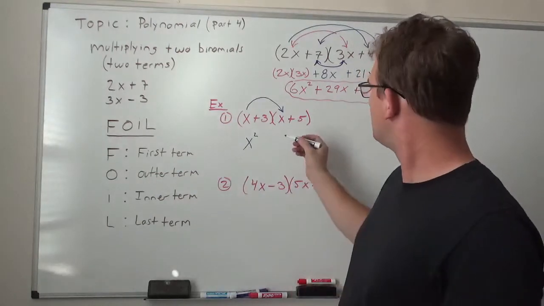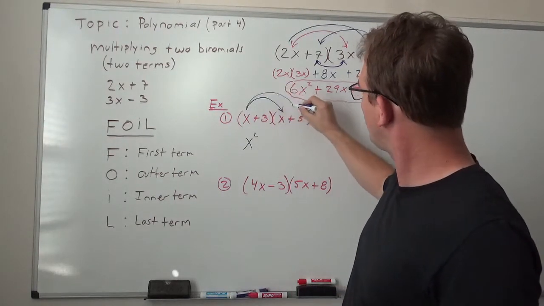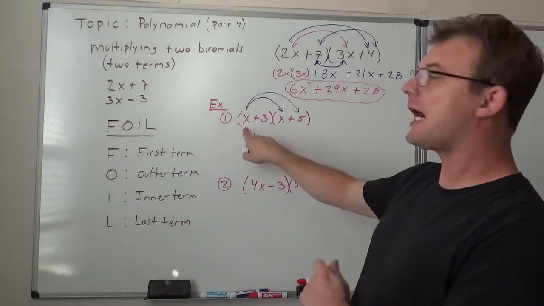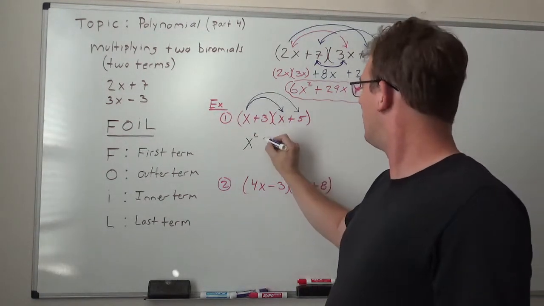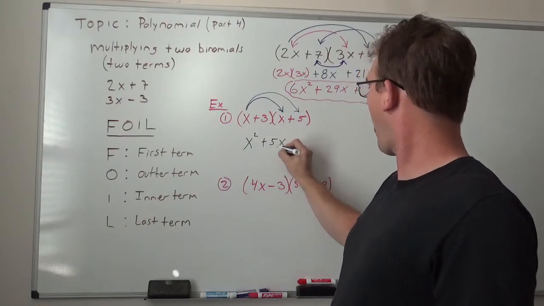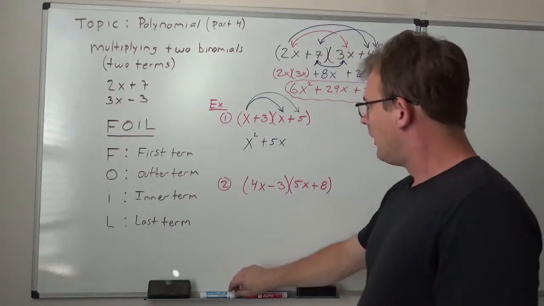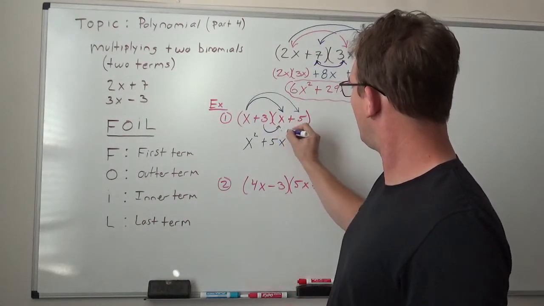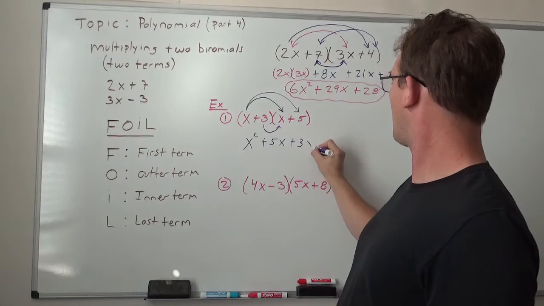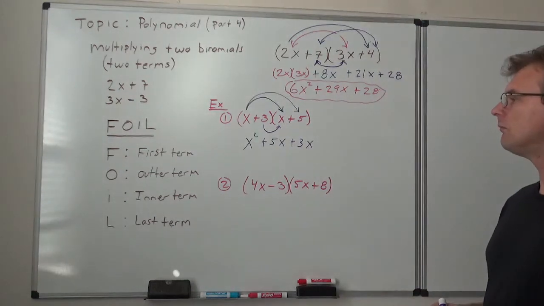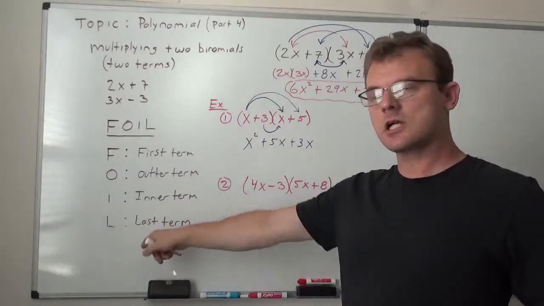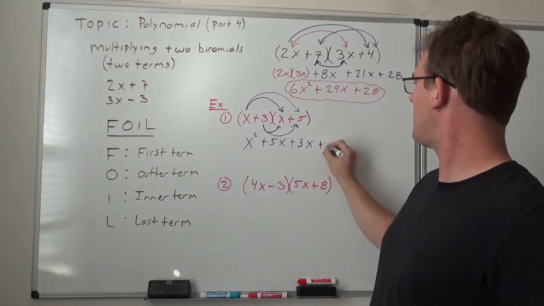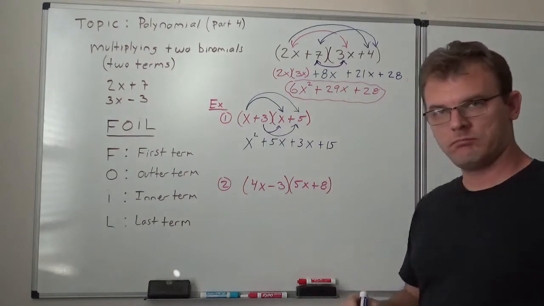Outer term. So I want to go outer term. And that's going to be 5 times x. Inner term. So that's going to be 3x. Last term. That's going to be 15.